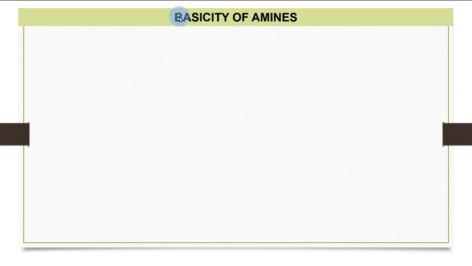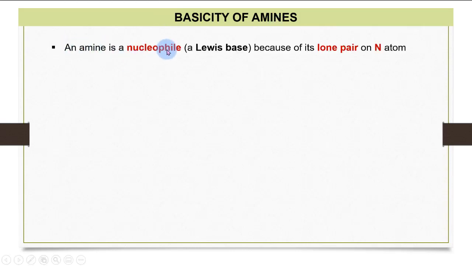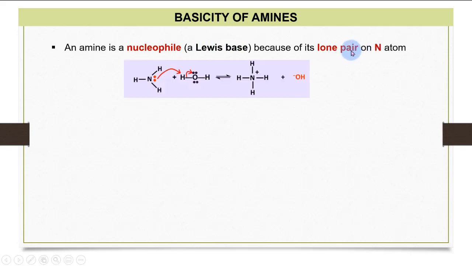The next important physical property for this chapter 11 is the basicity of amines. An amine is a nucleophile, or we call it a Lewis base, because of the lone pair on the nitrogen atom. So this ammonia or any of these ammonium derivatives.